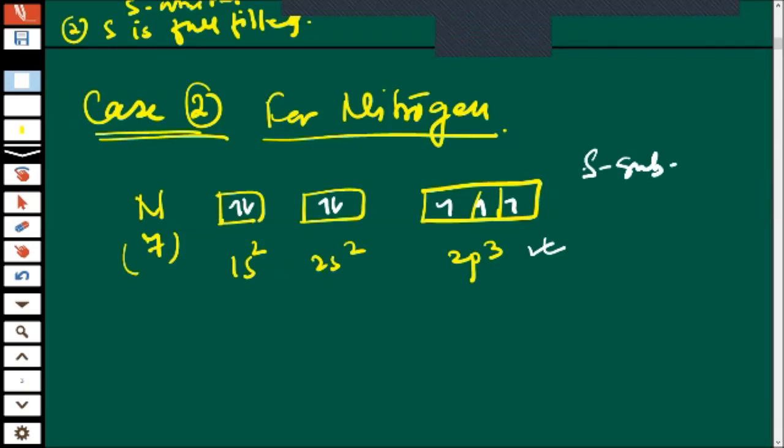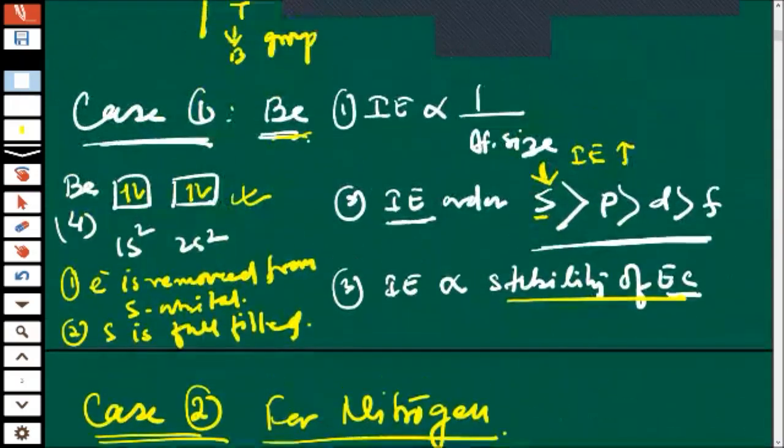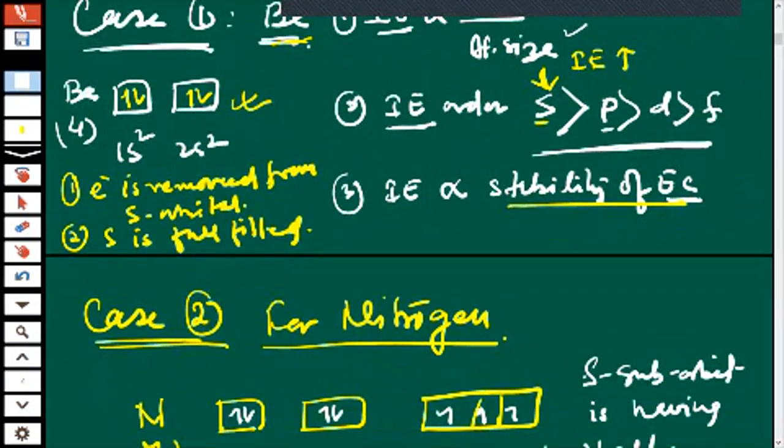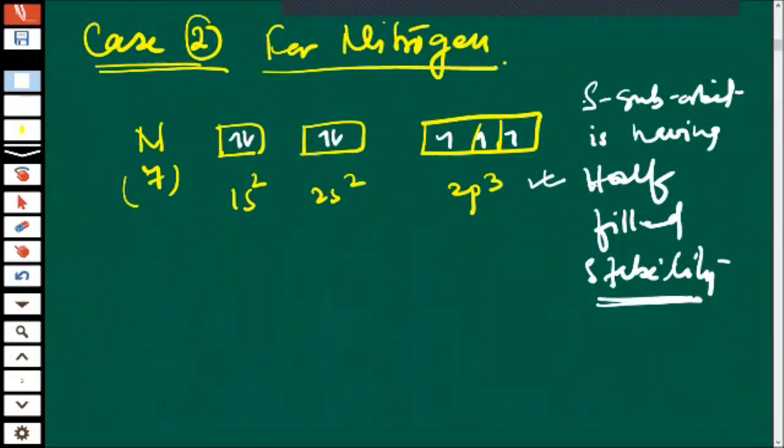The p suborbit is having half-filled stability. So everything is okay. Atomic size is less, so ionization energy must be more. The electron is removed from P. But in P also, electronic configuration stability is favoring nitrogen.